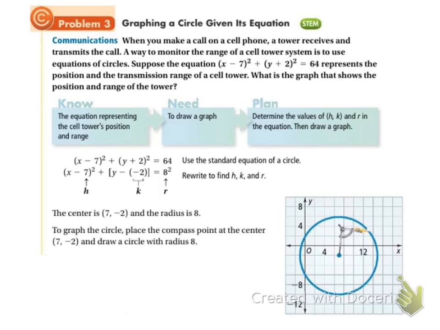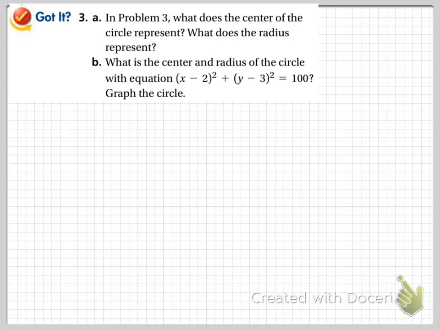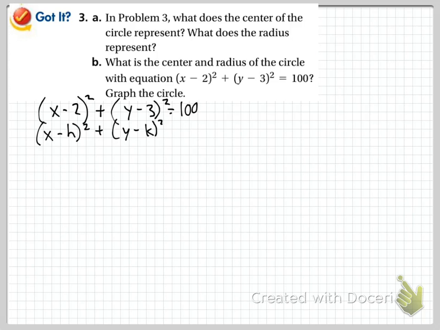Okay, now graphing a circle. So, we've got this equation, (x minus 2) squared plus (y minus 3) squared equals 100. If it helps you, you can write out the formula below it and match them up. So my x's match up, minuses match up, so h is 2. Y's match up, my minuses match up, so k is 3. So this means my center is at 2, 3.